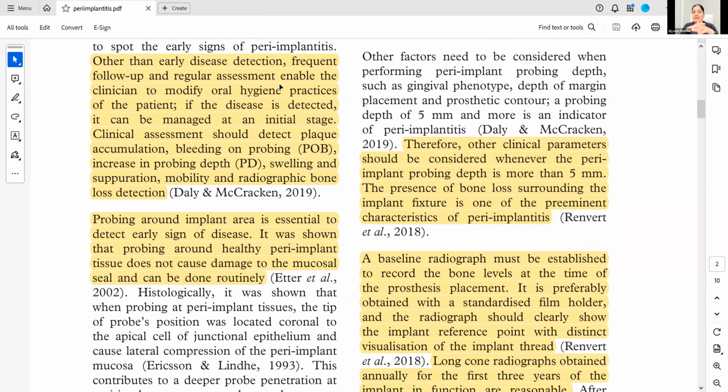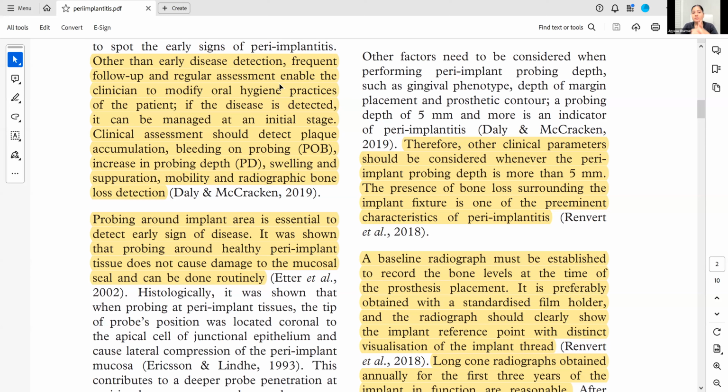Other than early disease detection, frequent follow-up and regular assessment enable the clinician to modify the oral hygiene practices of the patient. So again, it all depends on the patient's oral hygiene maintenance. You can call them every 6 months to give oral prophylaxis, but that would be only short-term stabilization of the condition. The long-term longevity of the treatment comes from the patient's own motivation and oral hygiene practices. And that again is in your hands in terms of educating the patient to practice those. So if the disease is detected, it can be managed at an initial stage.